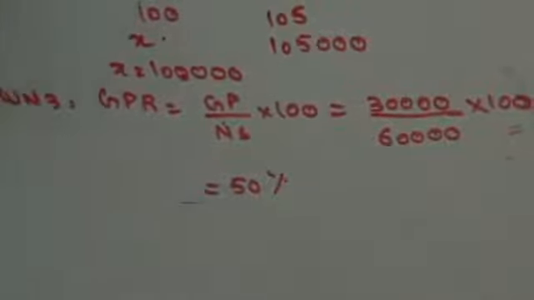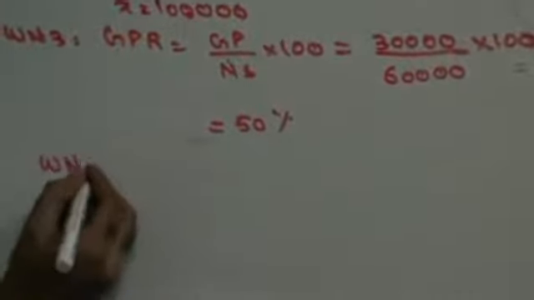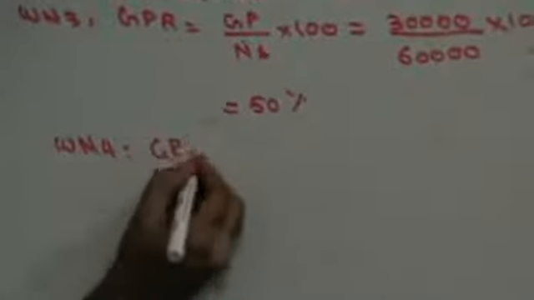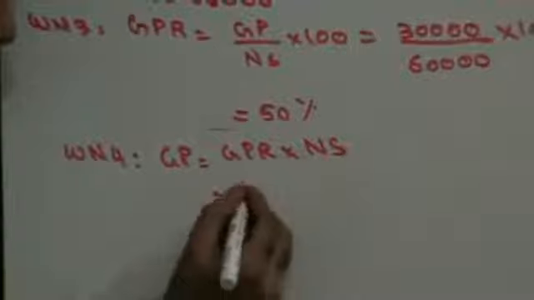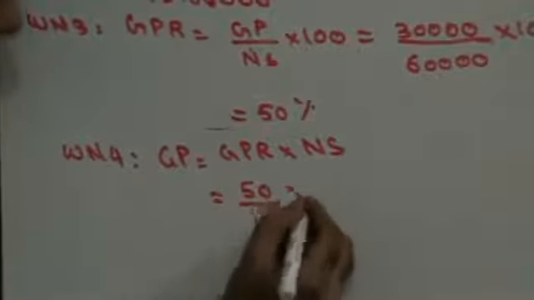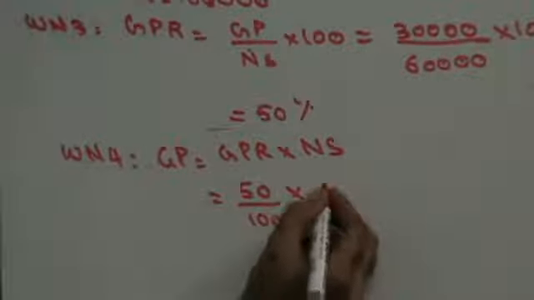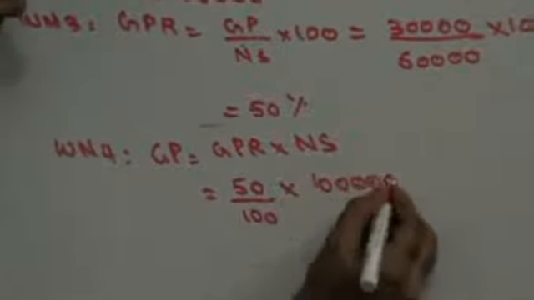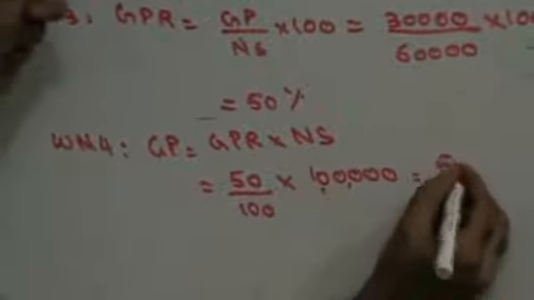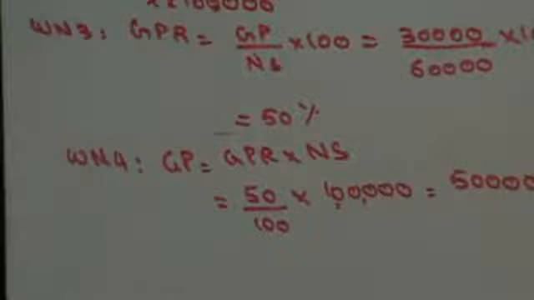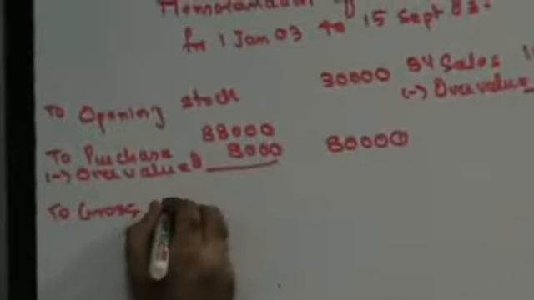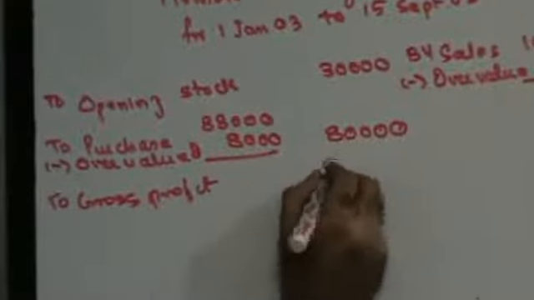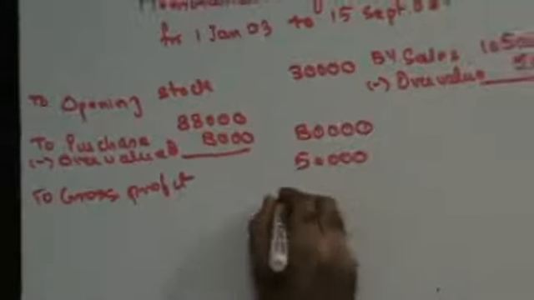Once you have your gross profit ratio, then you can find out gross profit. Gross profit is gross profit ratio into net sales. That is 50% into net sales. Net sales in the current year is 1 lakh. So in that case, this will be 50,000. That means the gross profit of the current year is 50,000.